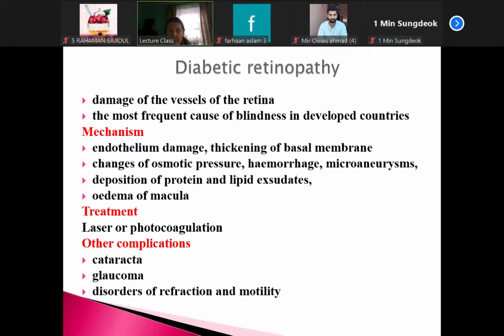According to that, you will see three complications: eyes, kidneys, nerves. Diabetic retinopathy, where you will see small vessels. Eyes, diabetic retinopathy. The first cause of blindness all over the world is diabetic retinopathy. It's damage of the vessels in the retina, the most frequent cause of blindness. Endothelium damage, thinning of the basal membrane of the vessel, increasing pressure inside the vessel, hemorrhages in the retina, deposition of proteins and lipids from blood plasma, edema.